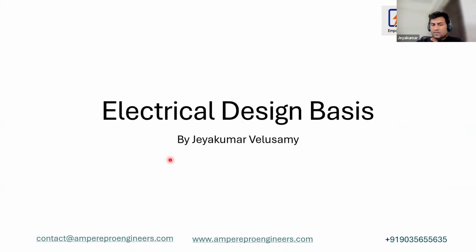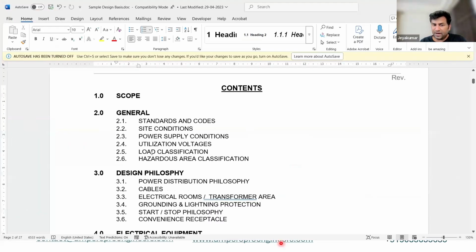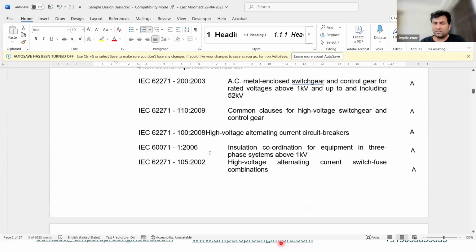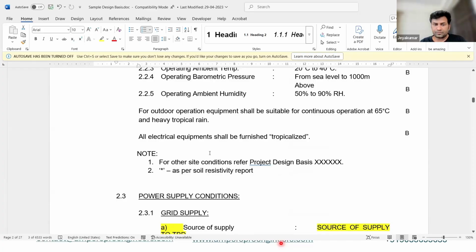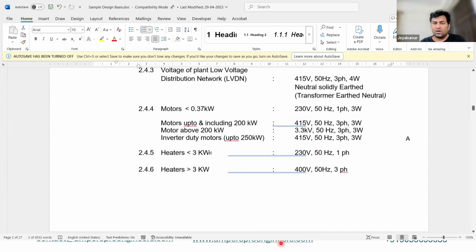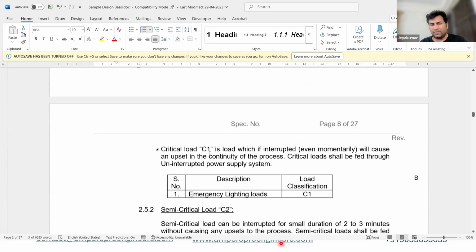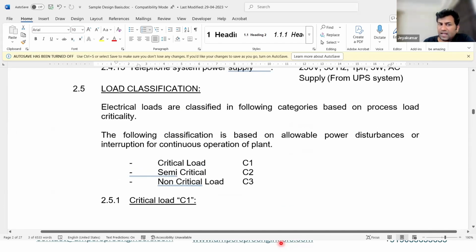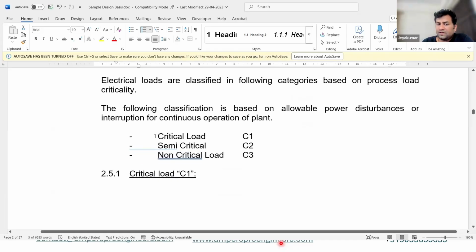Today's topic is electrical load list. We have defined it in a different way. Here I'll show you. You can define it in any way. You see that here we are classifying into different categories: C1, C2, C3.